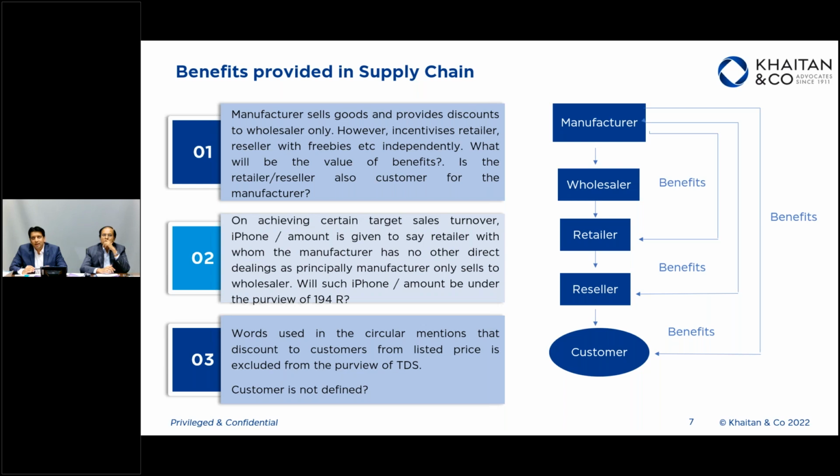Those kinds of things are now going to be included in the valuation that I need to do, and I need to withhold TDS. I need to take the retailer's PAN. I need to take the reseller's PAN, and have all those administrative hassles of depositing TDS every time I'm giving anything to them. So it's going to be a lot more everyday activity which will get affected by all of this.